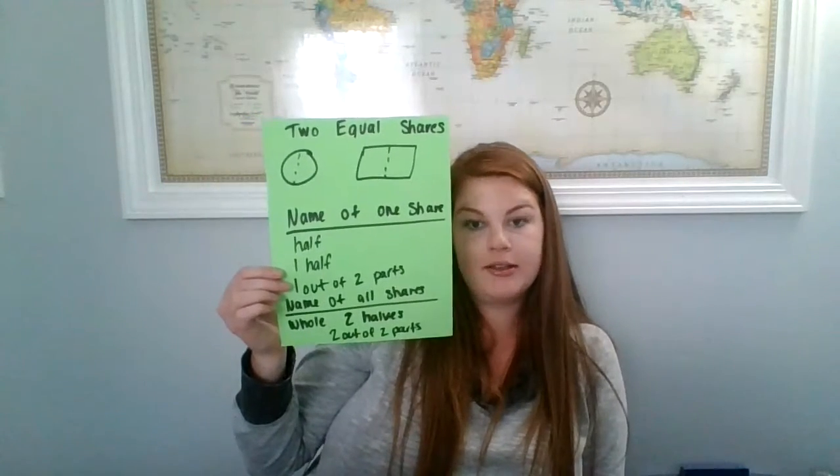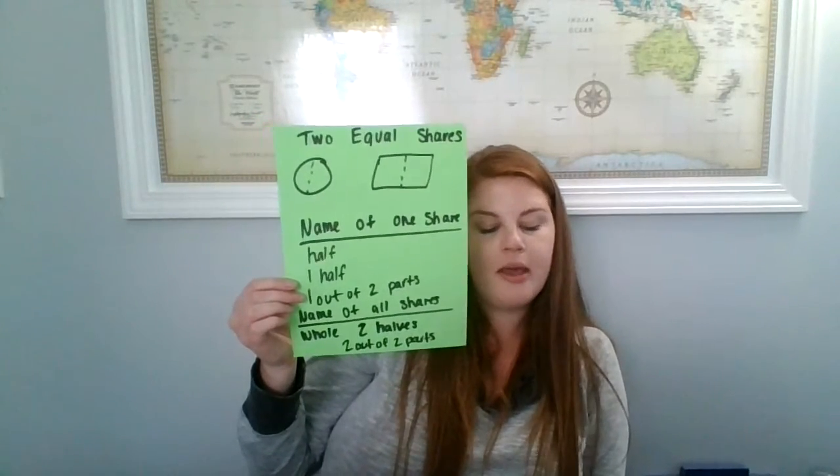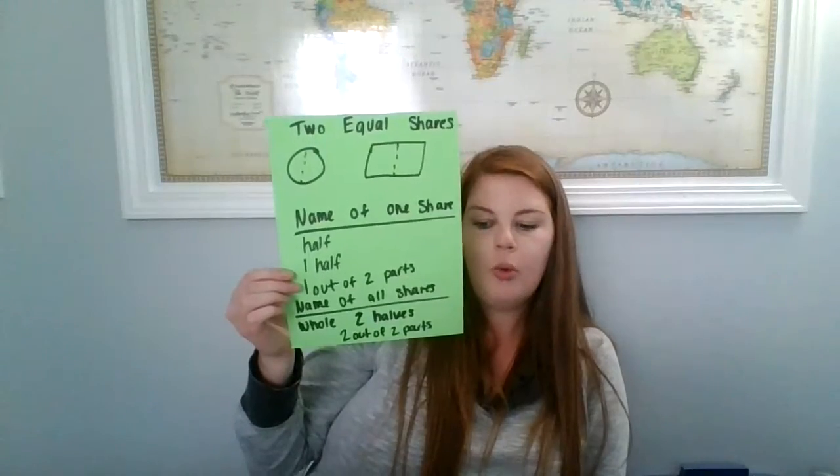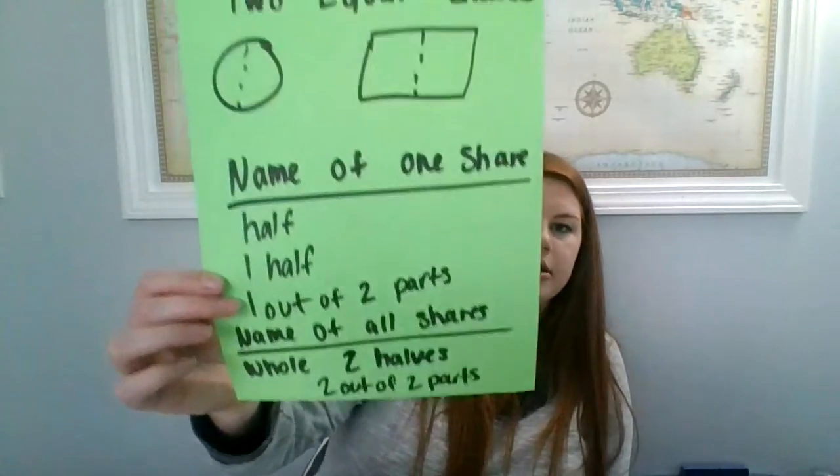So you can practice by drawing some shapes and maybe trying to cut them in half yourself and thinking, what is this called? What do I call these halves, okay? So you're just making sure that you know that when you split something equally, 2 shares, 2 equal shares, one of those shares is called a half.